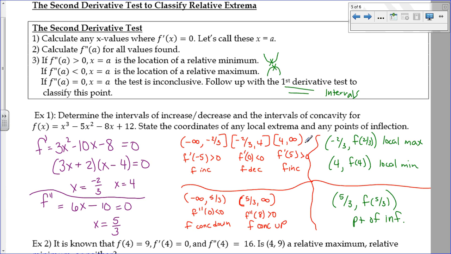And one thing I want you to notice is that at 2/3, that would be in this interval, f is concave down, making it a max. And at 4, which is in this interval, f is concave up, making it a min. That is all, ladies and gentlemen.